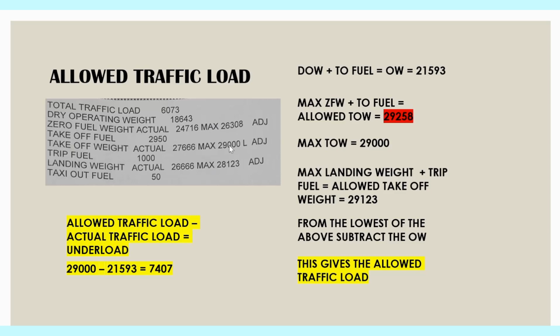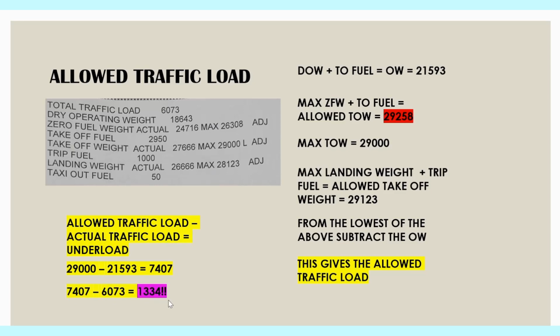If I subtract the operating weight, 21,593, from 29 tons, I'm going to get the allowed traffic load. So on this particular flight, I can take a total of 7,407 kilograms. That's the allowed traffic load. When you find the difference between the allowed traffic load and the actual total traffic load, which here is 6,073, you again get the same underload, 1,334.